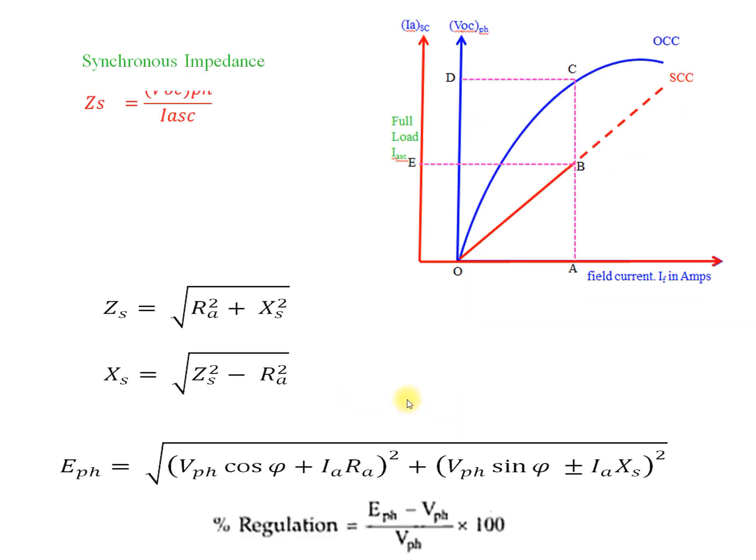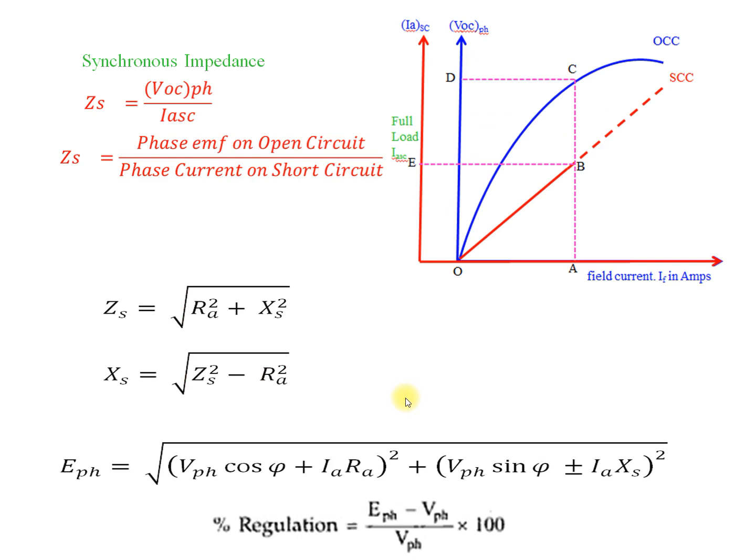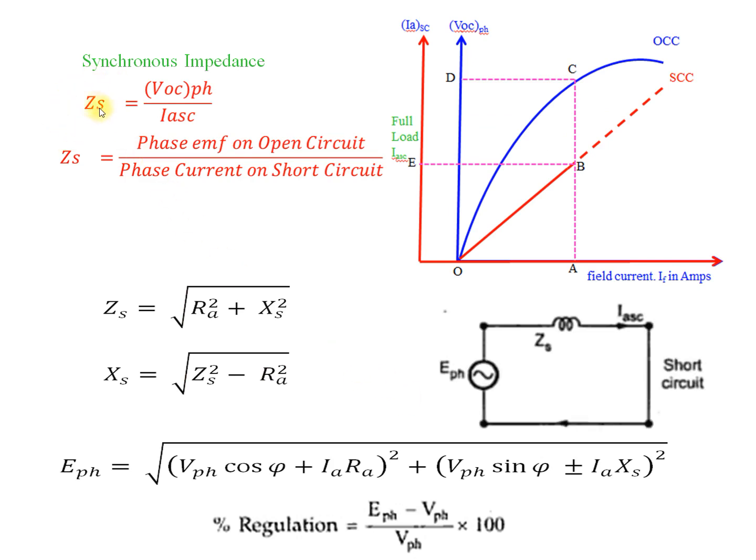From this we can find the value of the synchronous impedance. How? Because the synchronous impedance ZS is equal to the open circuit voltage divided by the short circuit current. Whatever the short circuit current or open circuit voltage may be, that voltage and current have to be measured from this graph at the given field current. So for a given field current, we can measure the corresponding open circuit voltage and short circuit current, and from that we can find the value of the synchronous impedance.